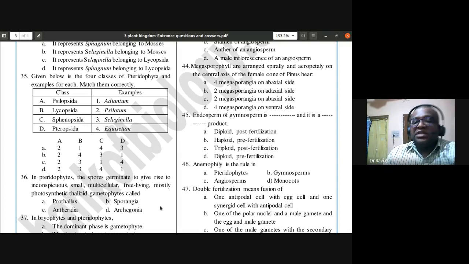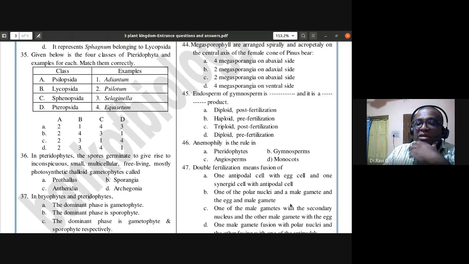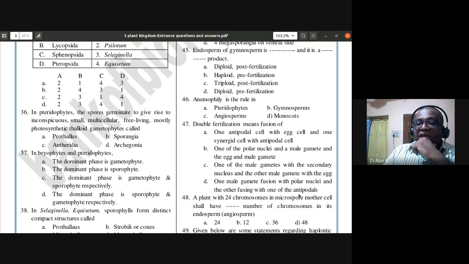Double fertilization means fusion of one antipodal cell with the egg cell and one synergid cell with an antipodal cell. That is wrong. It is one of the male gametes with the secondary nucleus and the other male gamete with the egg. So C is the answer. So for 47th, C is the answer.